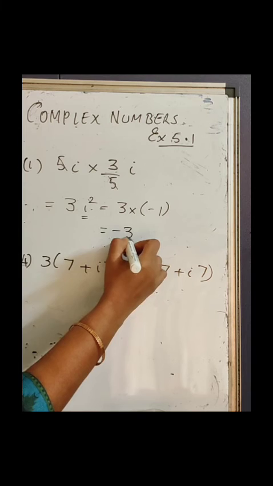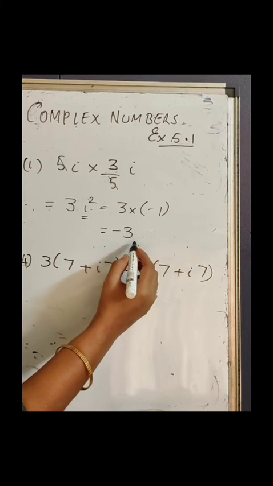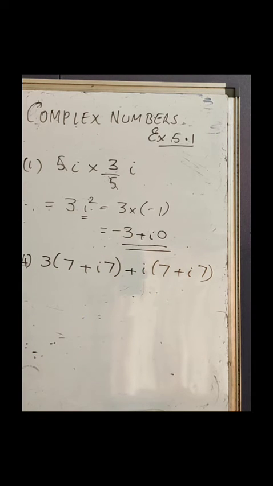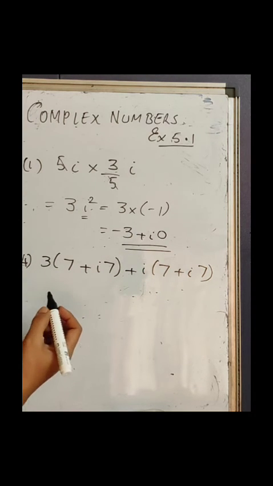So it is -3. When you write in a plus ib form, you should write this as -3 plus i0.